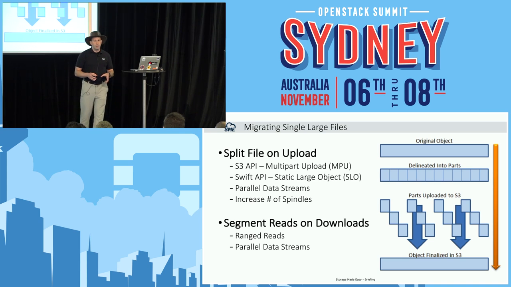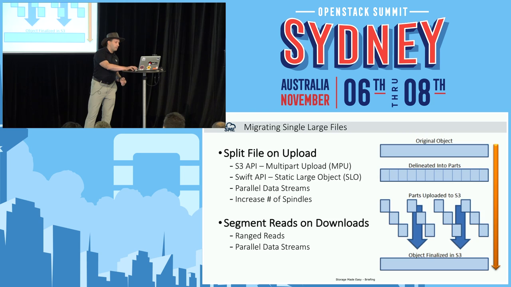But then the problem comes when we start to download that data. MPU and SLO are a good way to put the data up, but when I'm trying to pull the data down, very few clients, in fact, I have it on my next slide, are actually able to do anything to accelerate that data on the way down. So what we're looking at is the ability to take that data and do range reads, break it logically into segments, and still get that concurrency that we are looking for.